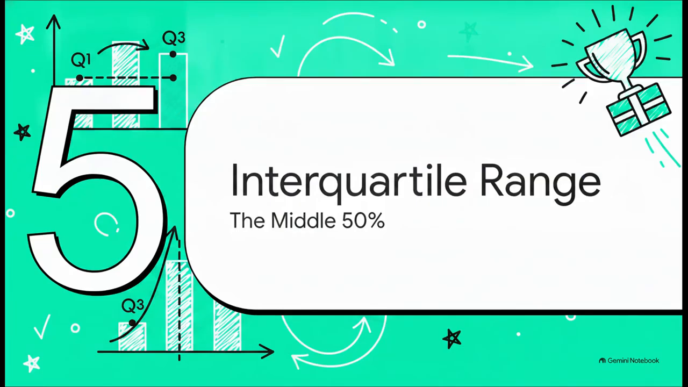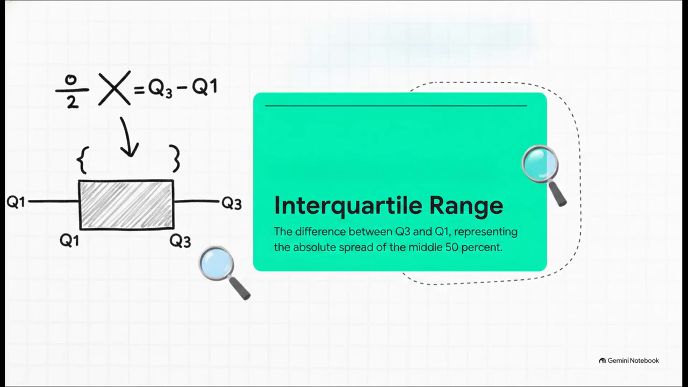All right, final stretch, part 5, the interquartile range. Remember our master formula from the very beginning? Quartile deviation was Q3 minus Q1 divided by 2. Well, if you want to find the interquartile range, or IQR, you literally just drop the divided by 2. It's simply Q3 minus Q1. The interquartile range represents the exact distance between your upper and lower quartiles. By removing that division, you're looking at the absolute spread of the middle 50% of your data, completely bypassing those extreme highs and lows.